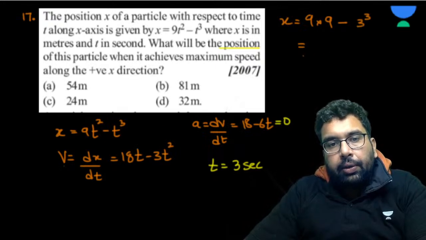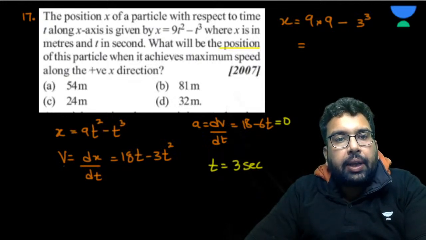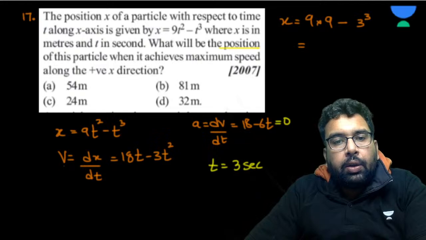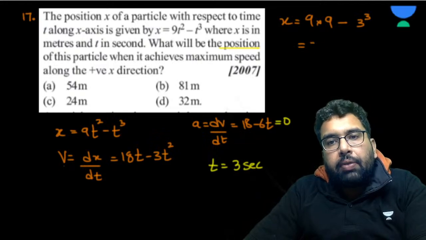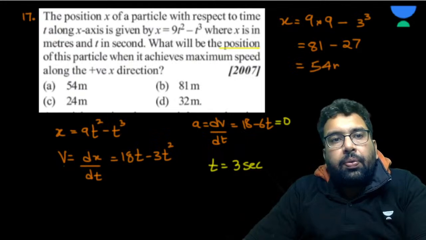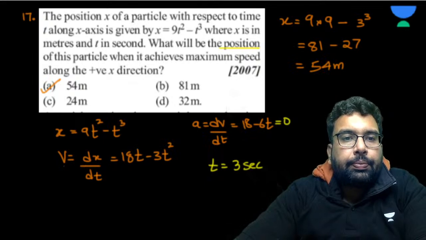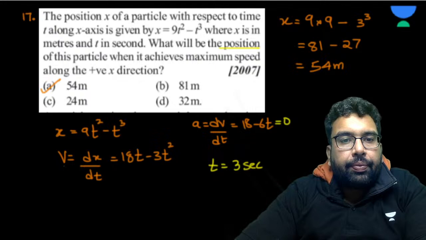Yes or no? Please answer me. Yes, t is equal to 3 seconds. So what are we going to get? This is 81 minus 27. That is going to be 54 meters. So that is your A option. Right? Yes or no, beta? Please answer me.